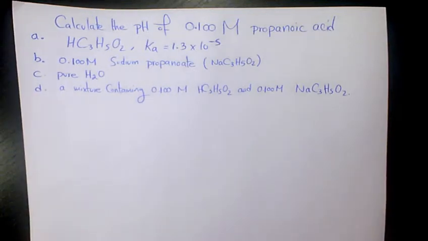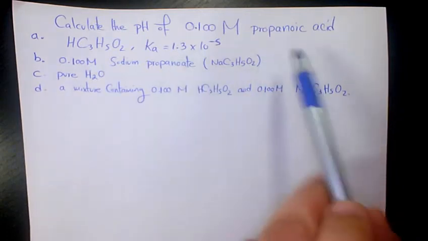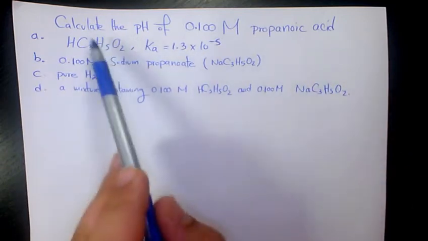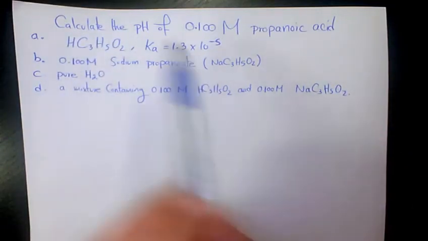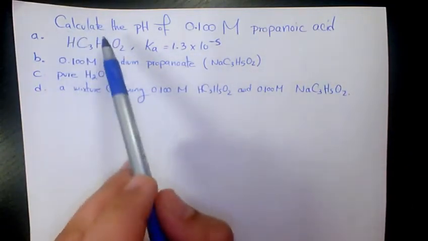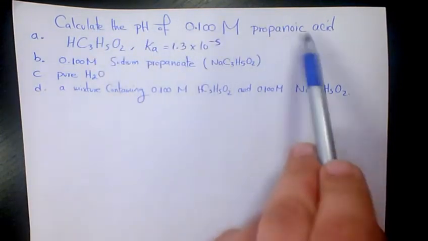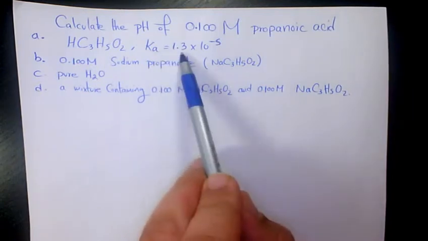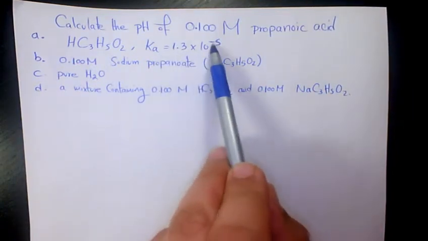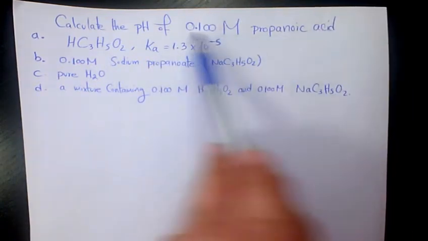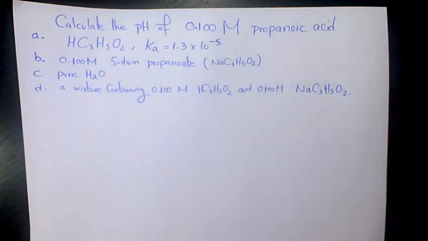Welcome to another video. In this video I want to show you how to find out the pH of a buffer solution. So here we are dealing with propanoic acid. It says it has 4 parts. First part is going to say, what is the pH of 0.1 molar propanoic acid when Ka is 1.3 times 10 to the power of negative 5? It is just finding the pH of the acid.